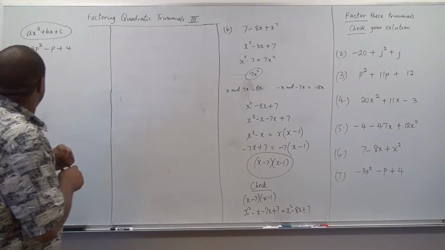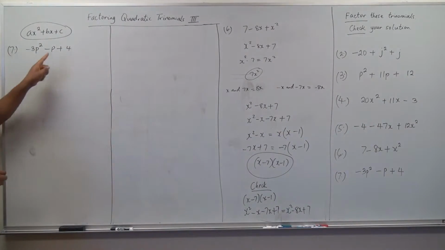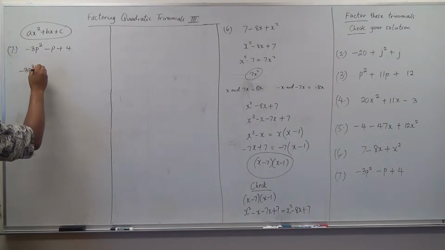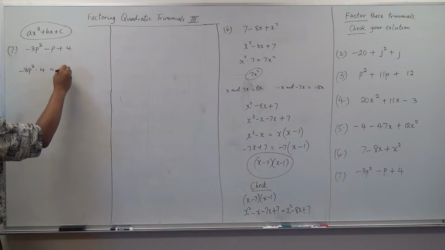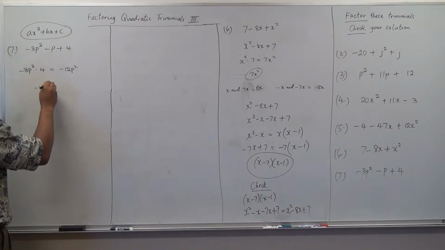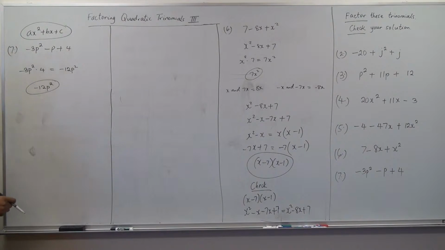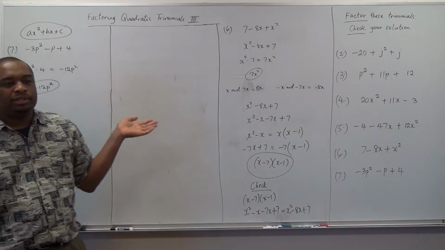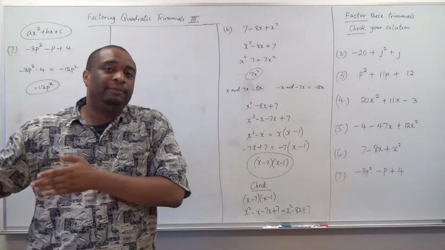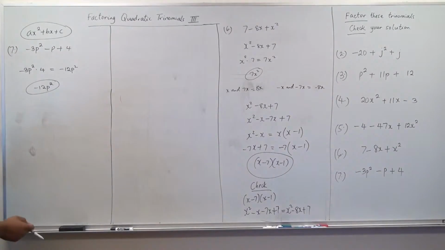So we still multiply the first and third terms. Negative 3p squared times 4, and that is negative 12p squared. So we want to find the factors of negative 12p squared. Now this is negative, so you consider positive times negative and also negative times positive.